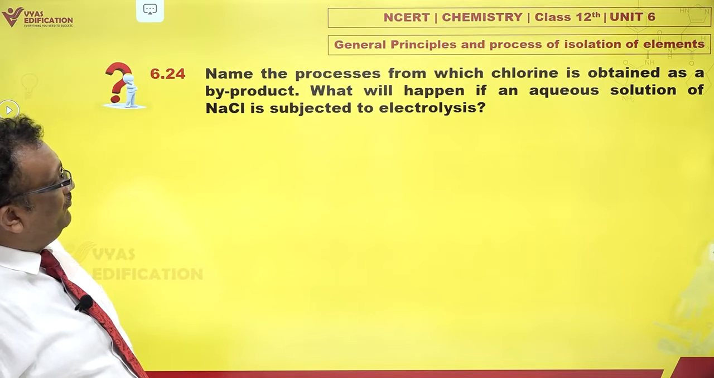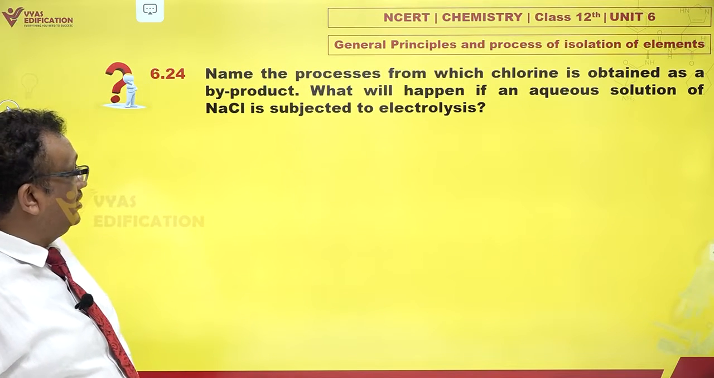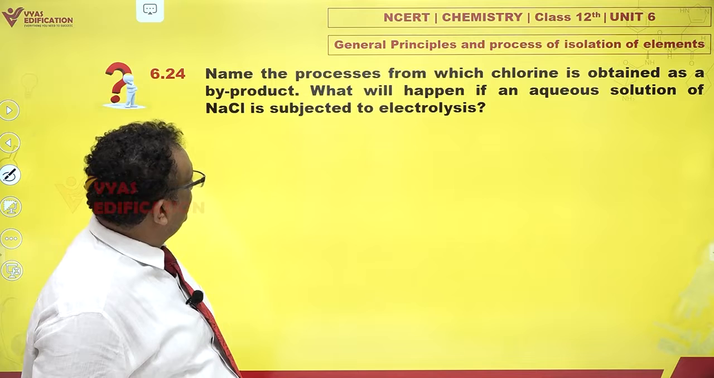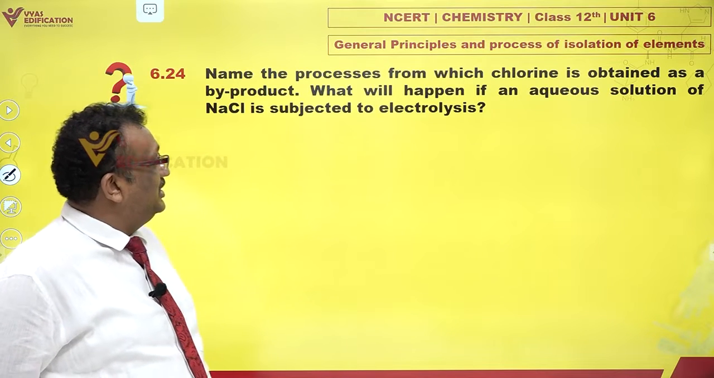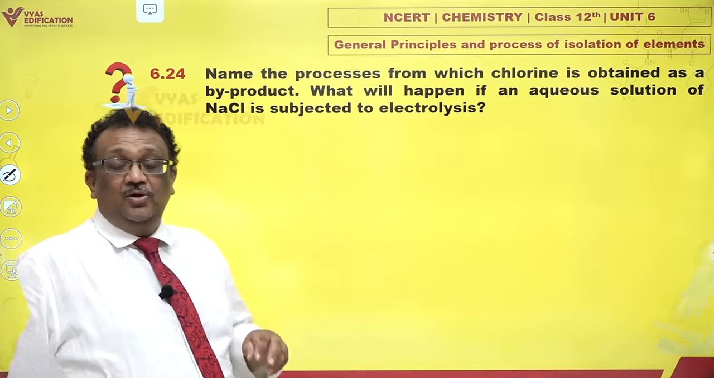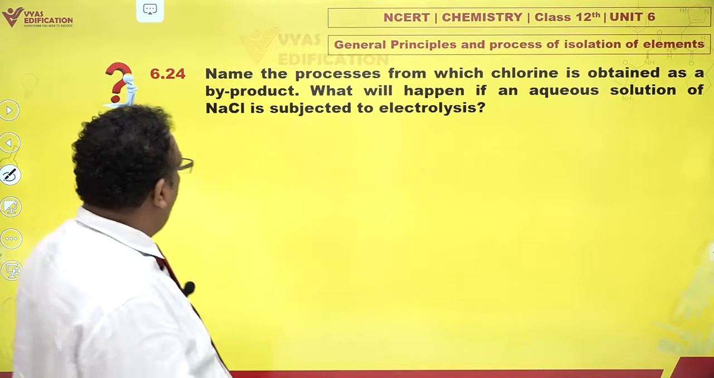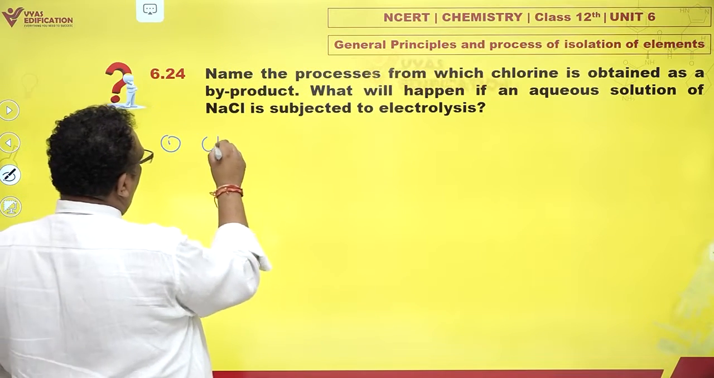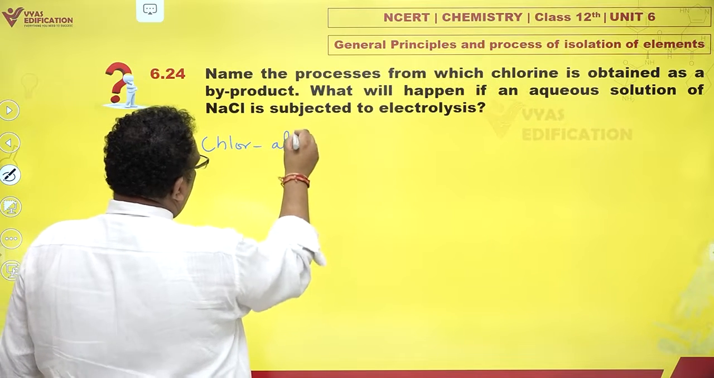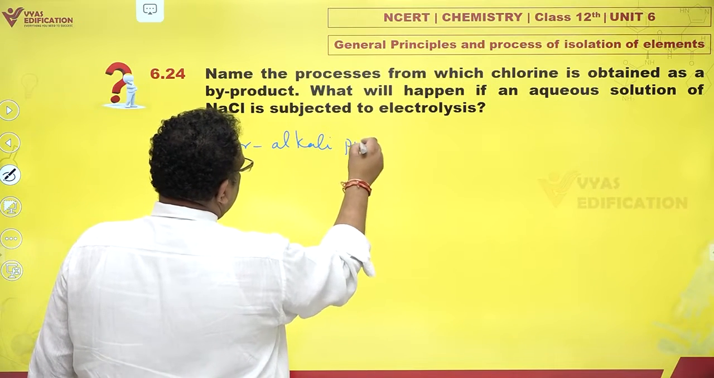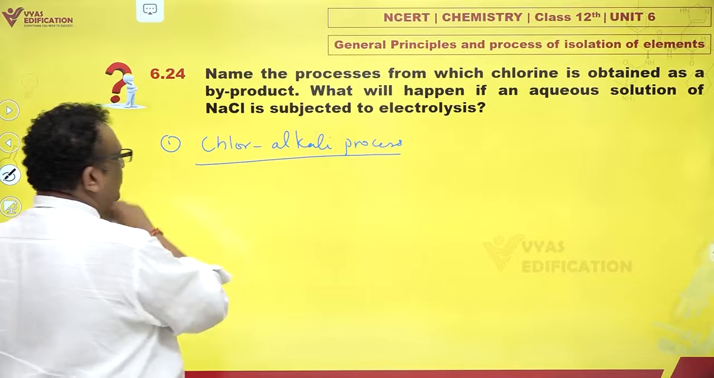Name the processes from which chlorine is obtained as a byproduct. What will happen if an aqueous solution of NaCl is subjected to electrolysis? Now, there are 2 or 3 processes by which chlorine can be obtained. One is called the chlor-alkali process. And what is this process?